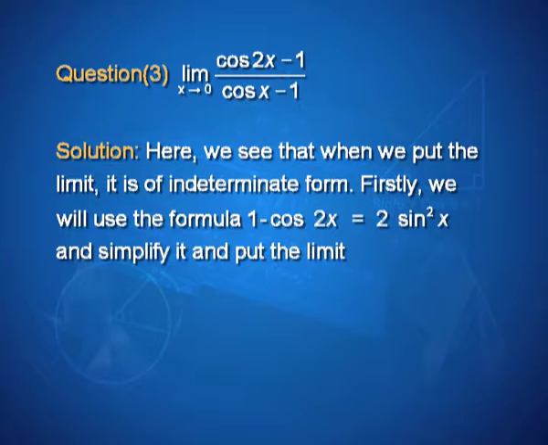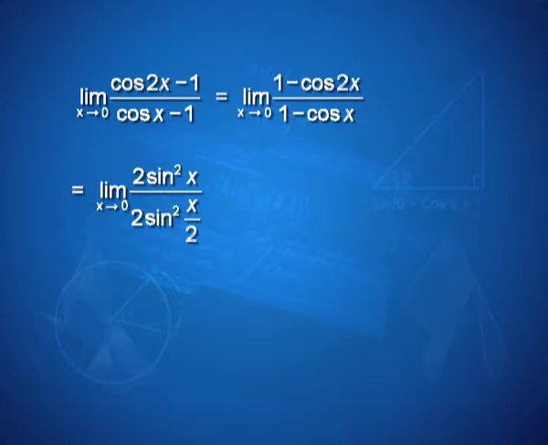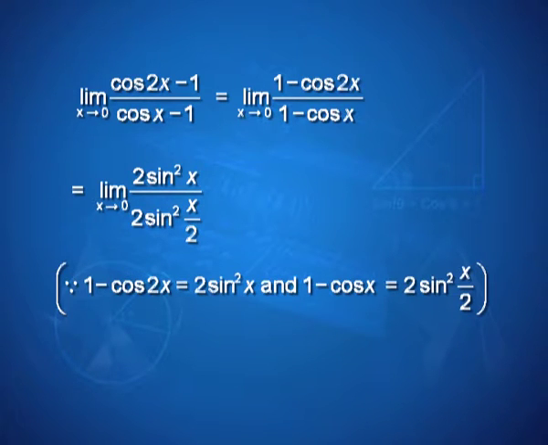Look how we solve here: limit of (cos 2x − 1) upon (cos x − 1) as x tends to 0 is equal to limit of (1 − cos 2x) upon (1 − cos x) as x tends to 0, which can be written as limit of 2 sin² x upon 2 sin²(x/2) as x tends to 0, because 1 − cos 2x is equal to 2 sin² x and 1 − cos x is equal to 2 sin²(x/2).